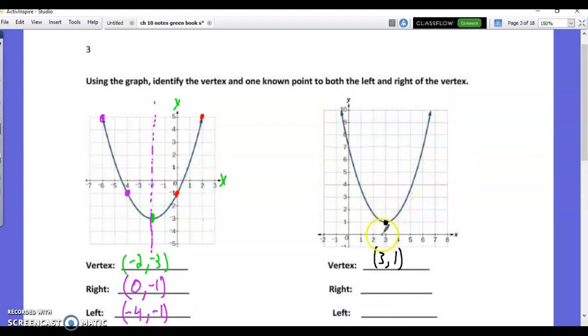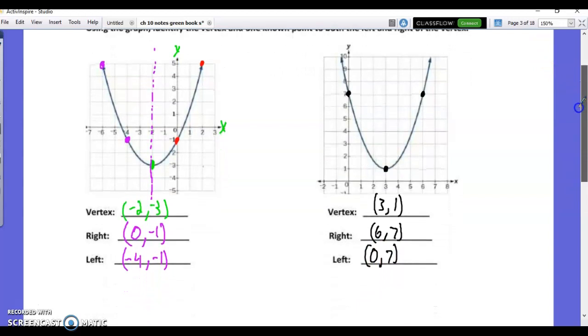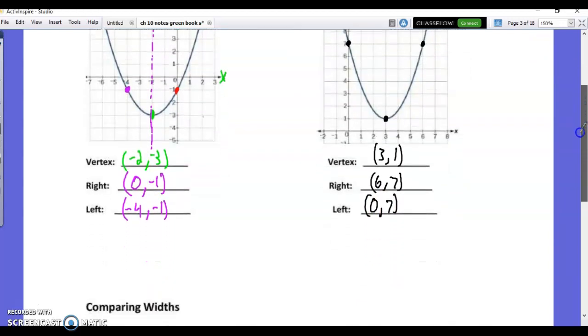And then we have known points on either side. So I'm going to write this up. I think here's one right here. I'm going to go all the way across, and I have that other known point. So the point to the right, if I look at this, I have 6, 7. And then I have 0 at my x, 7. So just get familiar with knowing points to the right and to the left of these graphs.